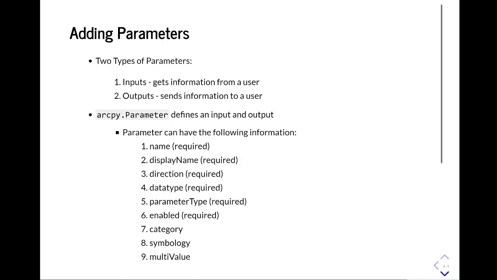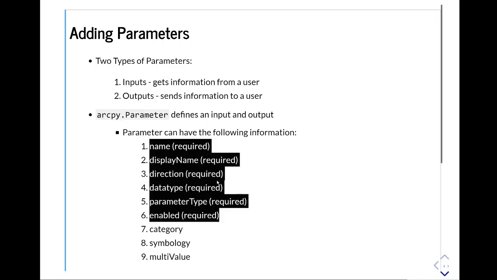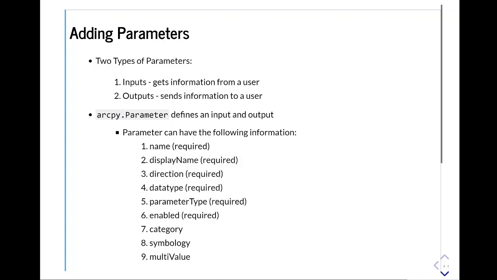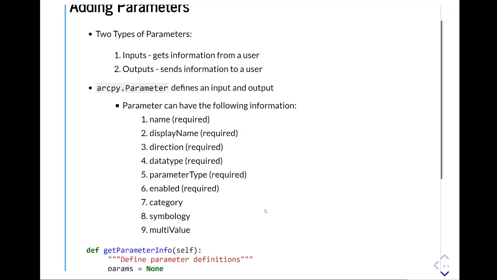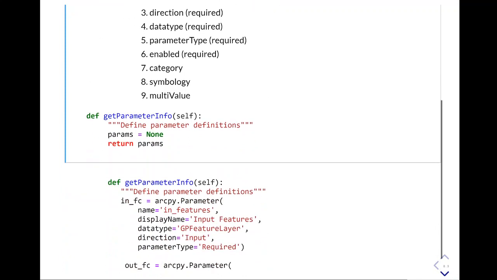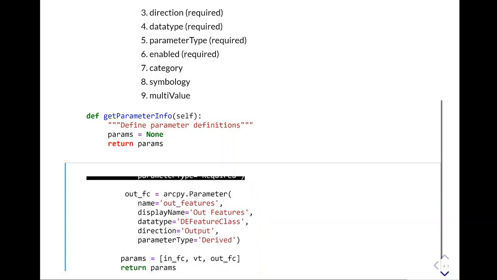derived, required, or optional. And for each parameter class that we're going to define from ArcGIS parameters, there's 6 pieces of required information that you should always provide: name, display name, direction, data type, parameter type, and enabled. Enabled will default to true, but you can use this one to state whether something can be accessed or not. So we're going to define that within our getParameterInfo. Here we see, once again, we have our input and outputs defined, and then we define it within that list, just like we did with our tools.